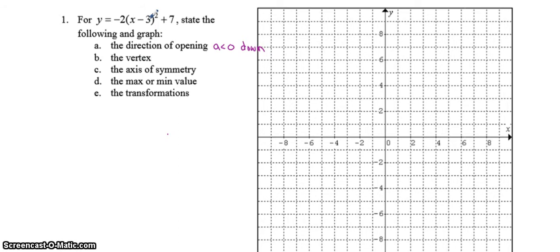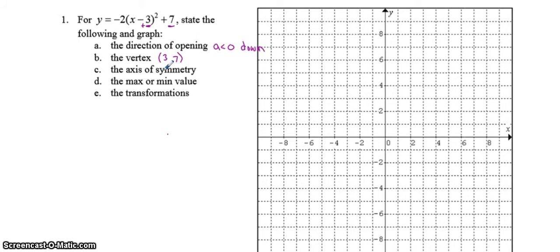Now the vertex. The vertex is this number with the opposite sign and this number here. So that's the x-coordinate, that's the y-coordinate. So the vertex is at 3, 7.